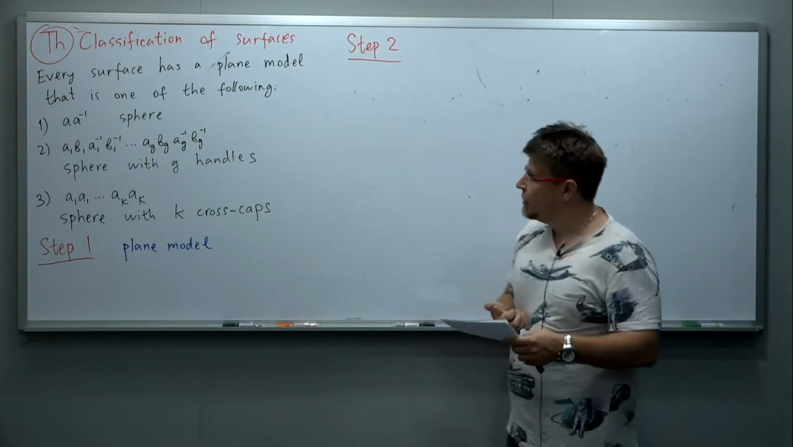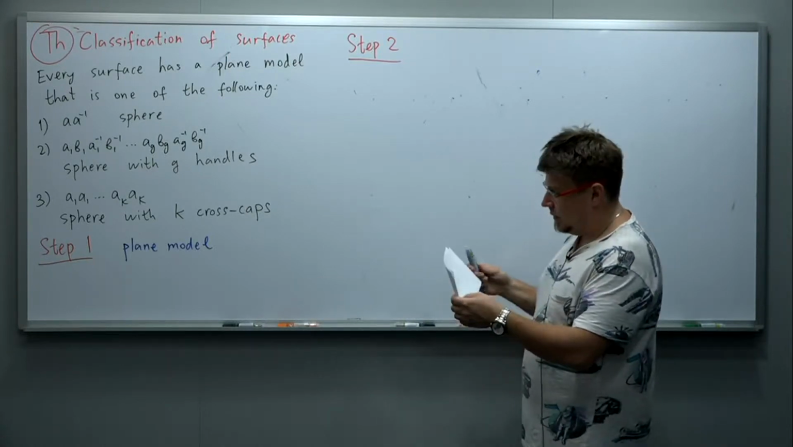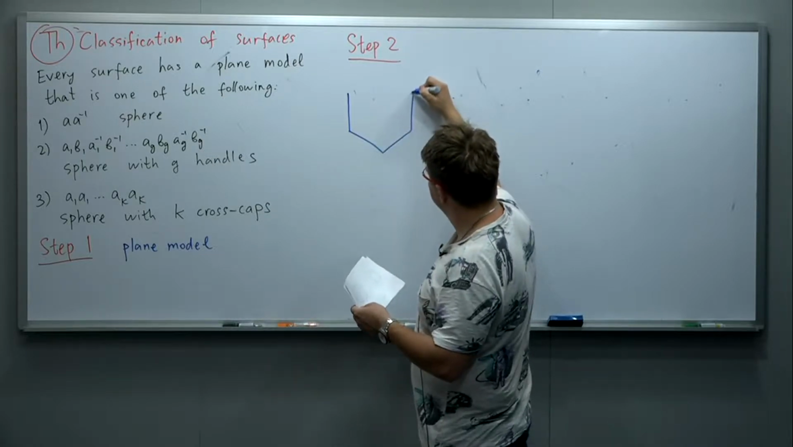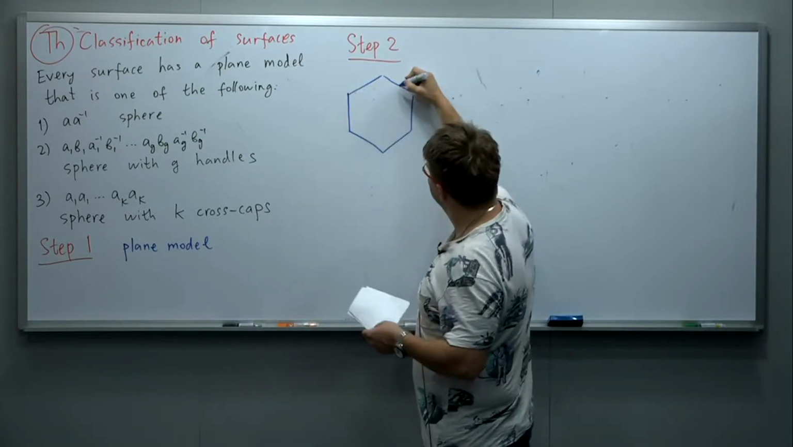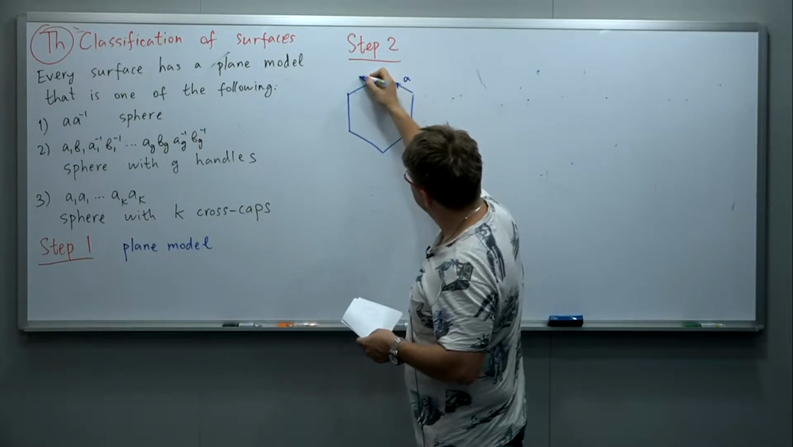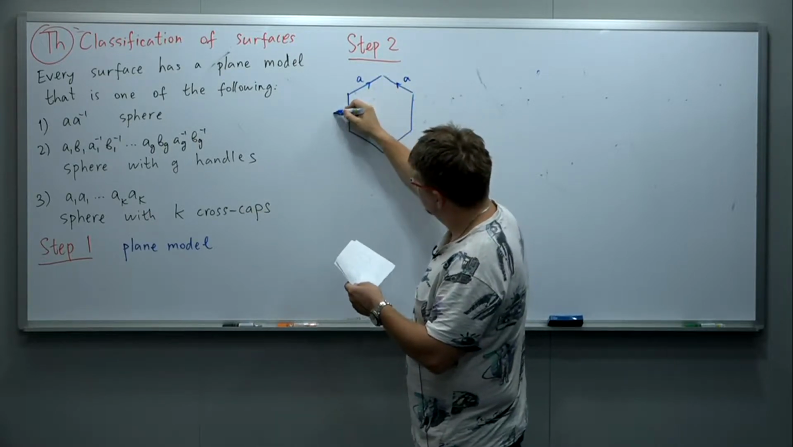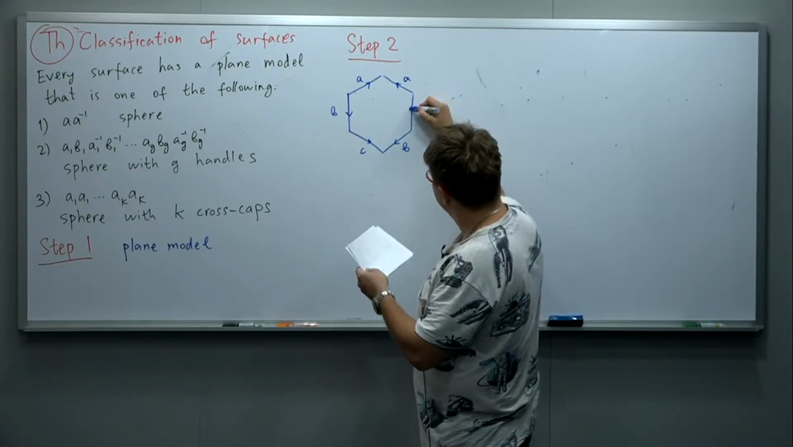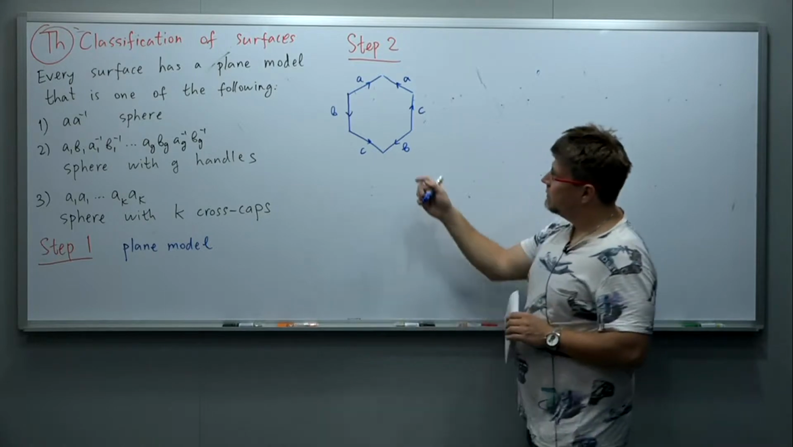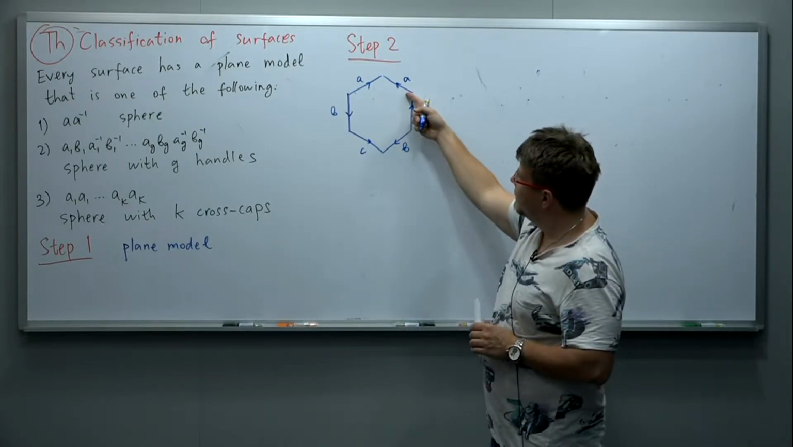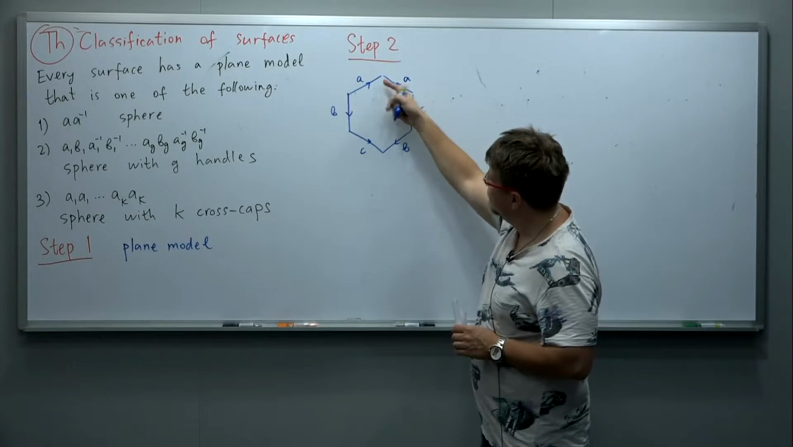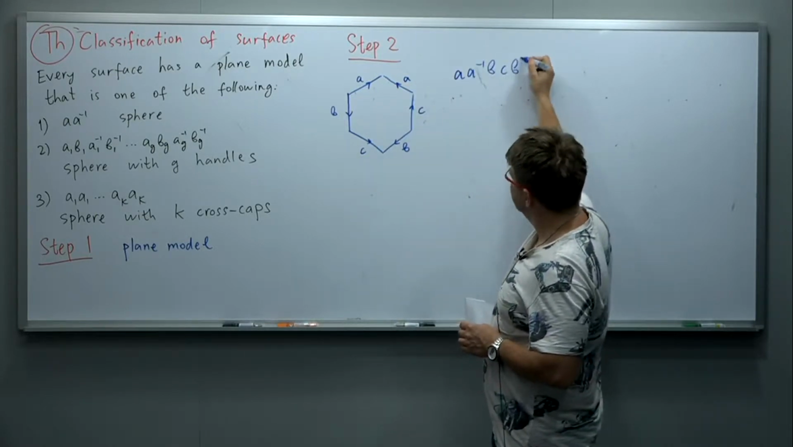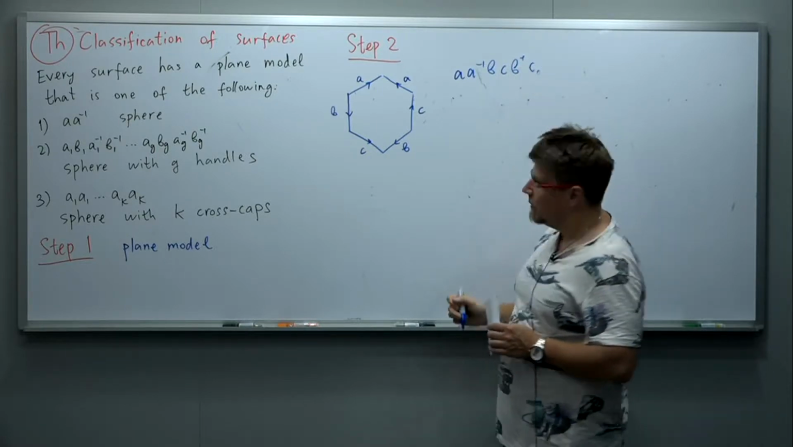Let me clarify step 2 by an example. So suppose that we have something like this: A, A inverse, B, C, B inverse, C. So notice that here, if we begin from this point, we're going to have A, then A inverse, then B, C, B inverse, C again.